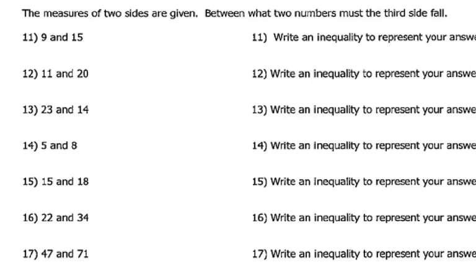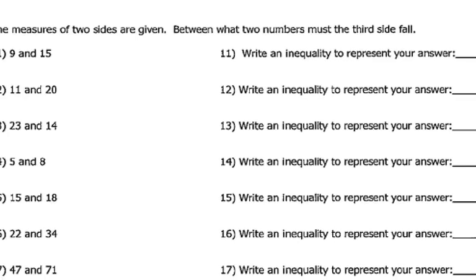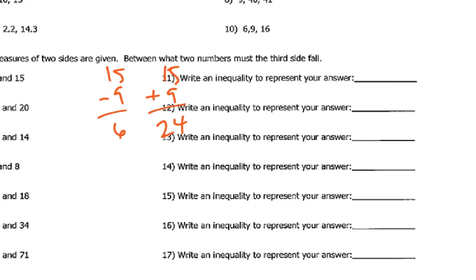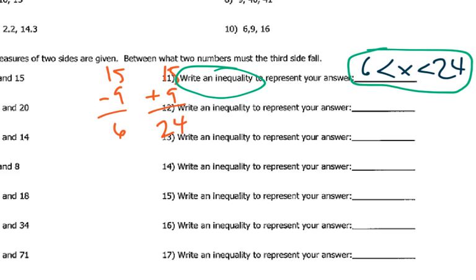Same thing. Okay. Number 11, it says write an inequality to represent your answer. And this is when you do the exact same thing. You're going to do 15 minus 9 and 15 plus 9. 15 minus 9 is 6, and 15 plus 9 is 24. So when you come over here, you're going to do between 6 and 24. And you need to make sure you have the inequality, because that's what it's asking for. And make sure it looks exactly like this. Anything else, it will be the wrong answer. If you have any questions, make sure you ask.